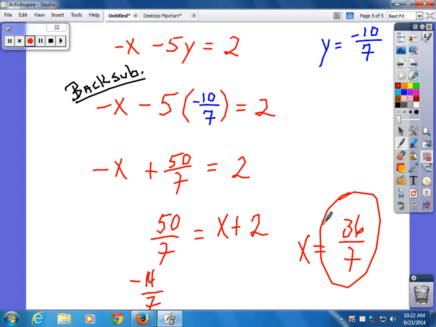So, our point of intersection is 36 sevenths, which is what? 7 will go in there 5 and 1 seventh, comma, negative 1 and 3 sevenths.